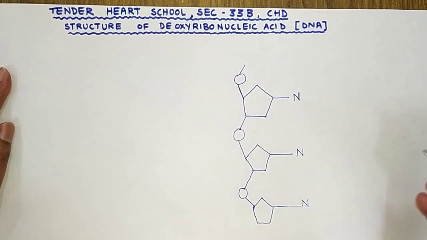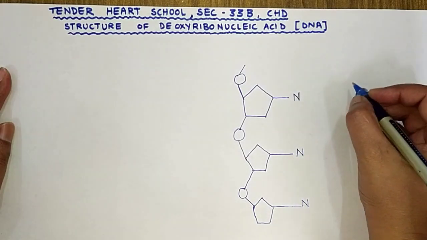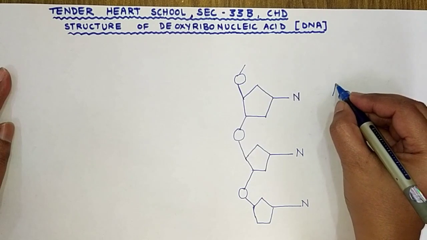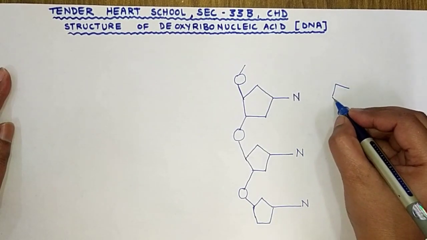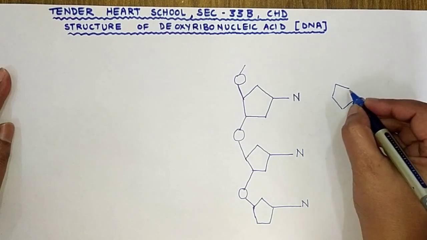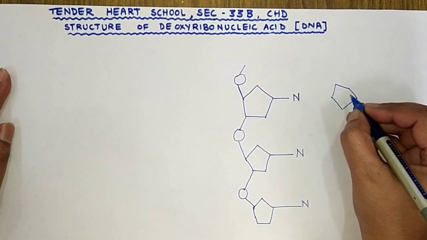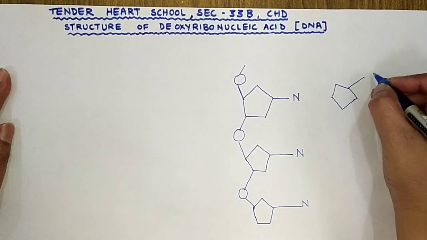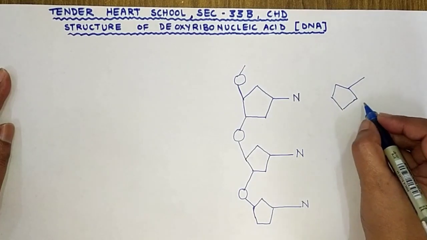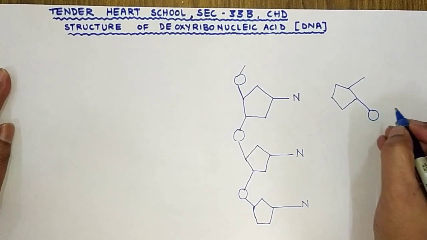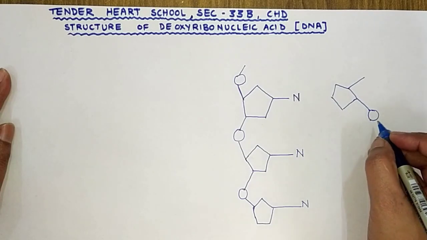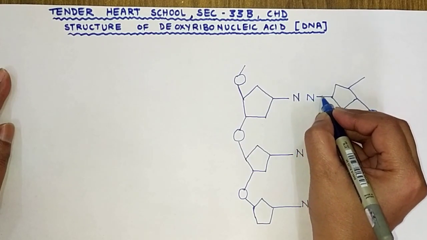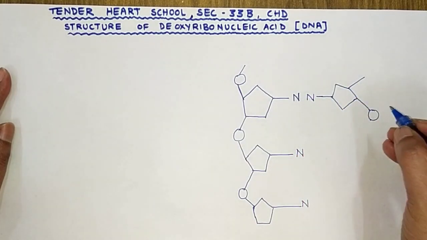Now similarly on the other strand, the second strand, we will draw. So similarly here we have pentose sugar, five-sided sugar, pentose. Now pentose sugar is attached to the phosphate on one side. So this is phosphate group, right? And on one side it is attached to the nitrogen base, right? So this is nitrogen base. This is one nucleotide of the other strand.